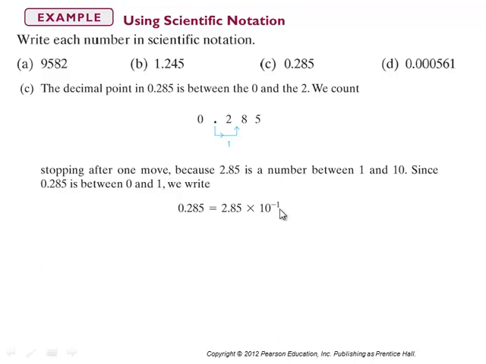When you have a negative exponent for your number written in scientific notation, that means that the number is smaller than 1.